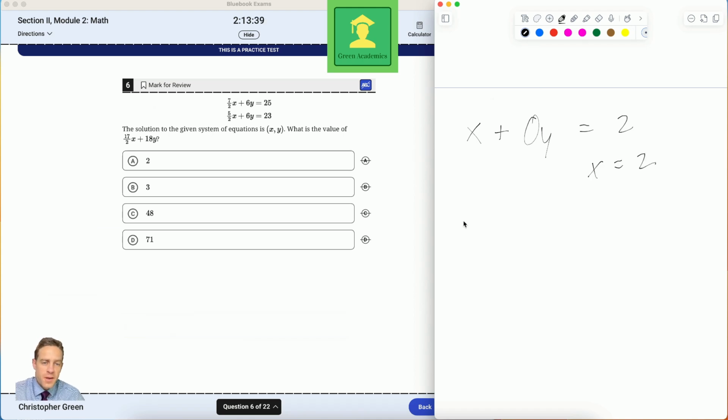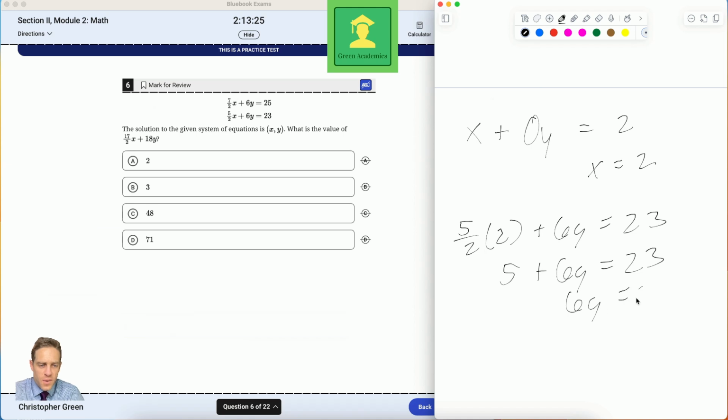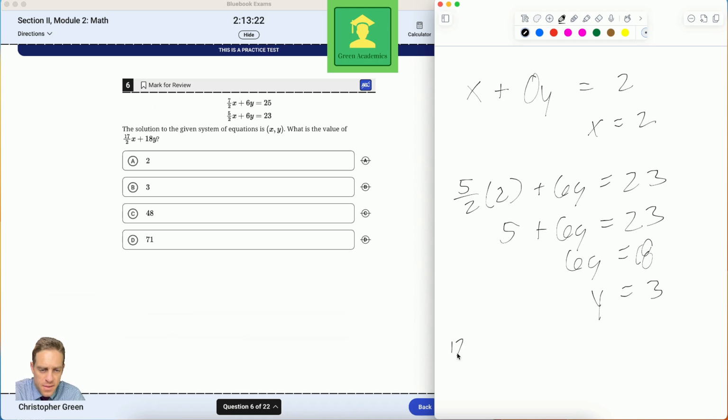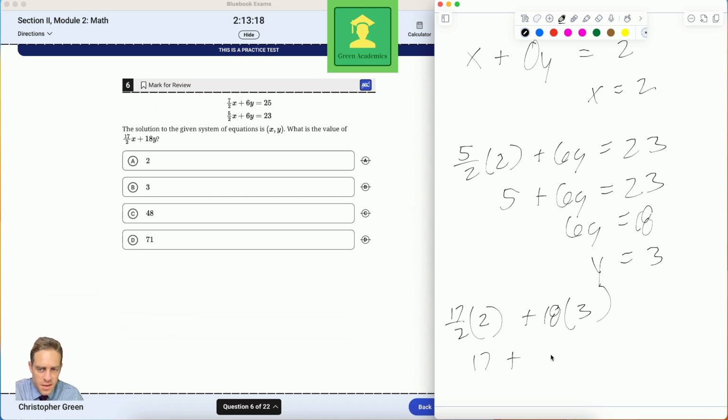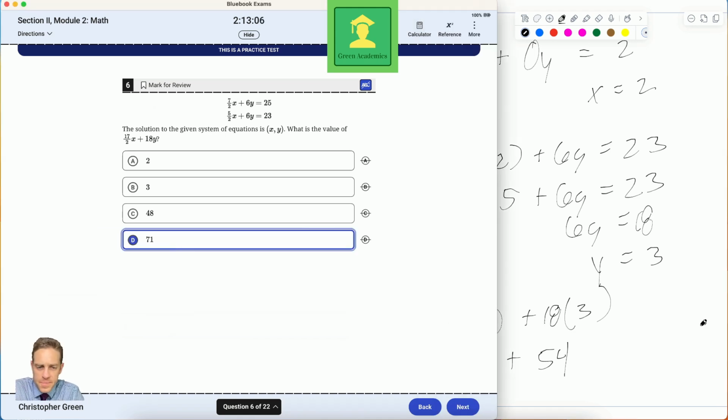And then you could put that piece of knowledge back into either equation. So for example, in the bottom equation, that now gets you to here, and that's a 5 plus 6y being 23. So 6y is 18, so y is 3. And then the thing in question, 17/2 x, so 17/2 of 2 plus 18 times 3 is just 17 plus 54 is 71.